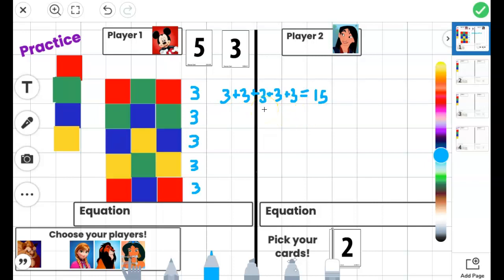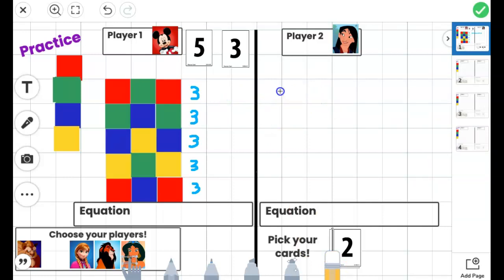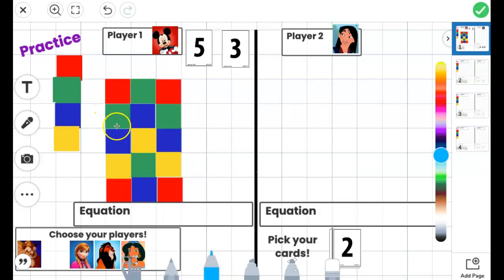Is there another equation I could write? Let's think of another way we could write an equation. Instead of looking at our rows, let's have a look at our columns. I see a column of 5. I see another column of 5 and another column of 5.